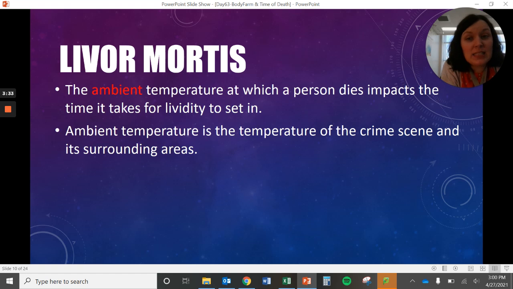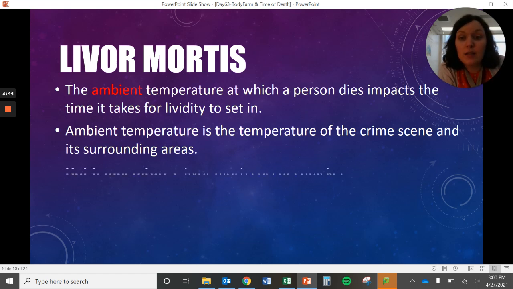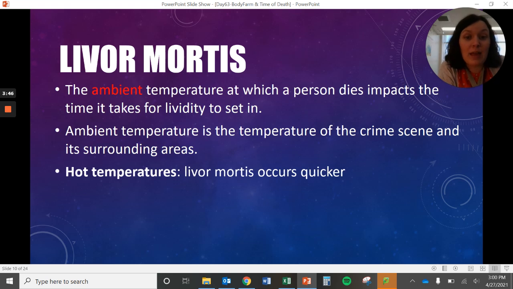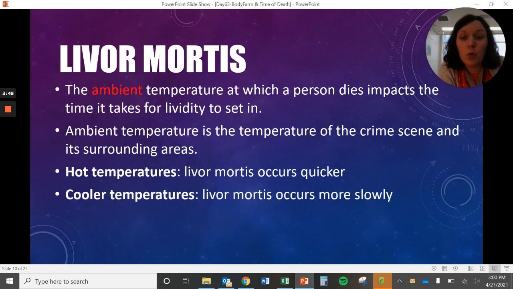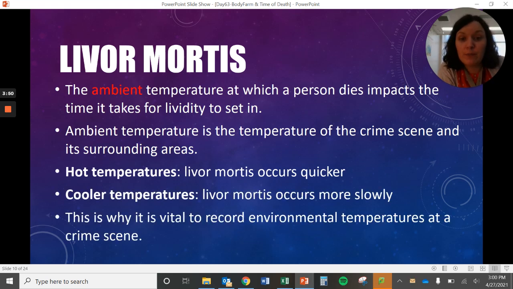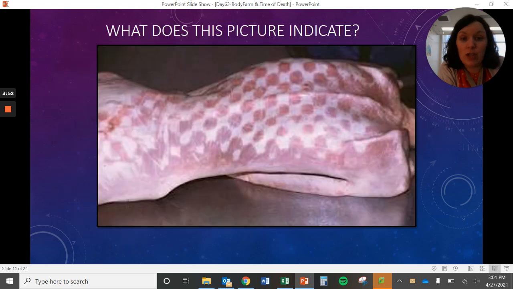Okay, the thing that affects this is the ambient temperature. Ambient is the temperature around in the environment at the crime scene, so it impacts the time it takes for lividity to set in. Hot temperatures will make livor mortis occur faster, and cooler temperatures will make it occur slower. This is why it's important to take a temperature at the crime scene.